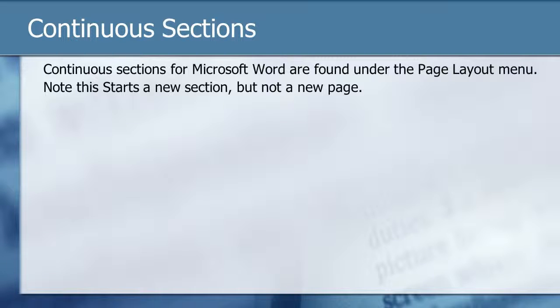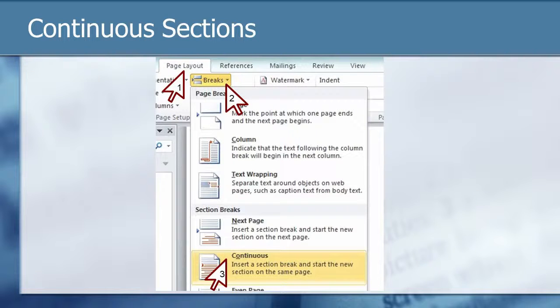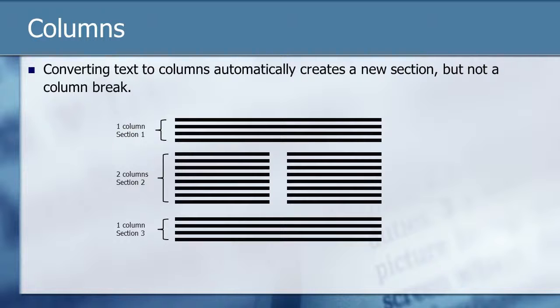In Microsoft Word, the continuous section breaks are found in the page layout menu, and that would allow you to start a new section, but it doesn't start a new page. So in Word, we click on the Page Layout tab, click on Breaks, and then click on Continuous to insert the continuous section break.